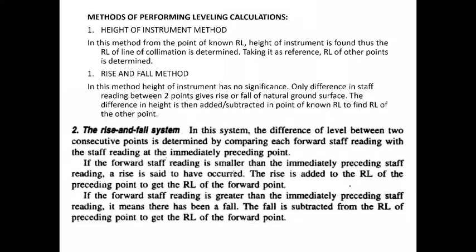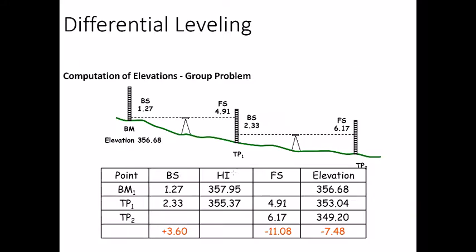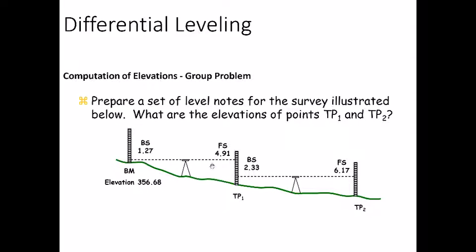So some methods of performing leveling calculations. One method that we have discussed a lot was height of the instrument. I hope you are familiar with that by now. And the second one is called the rise and fall method. The rise and fall method is even simpler. I can explain it on this diagram. Let's say I don't want to calculate the height of the instrument, and I want to proceed with the rise and fall method. Basically, what that means is the rise and fall method tells you how much is the elevation difference between two consecutive points. Either the second point is above the first point or it is below the first point. That is called the rise and fall method.